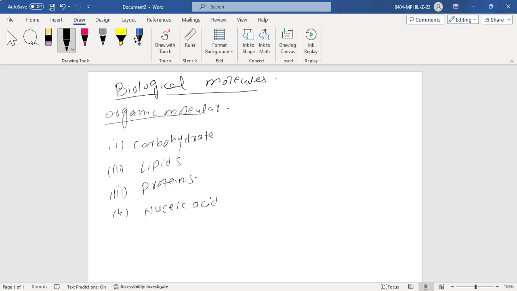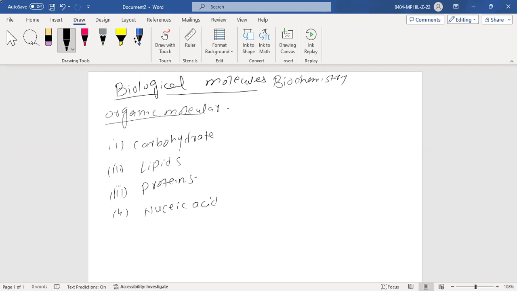This topic is actually from biochemistry, where we will try to understand the structure of these macromolecules and how they play their role in the composition of an organism. I'm going to start from the simple substances.